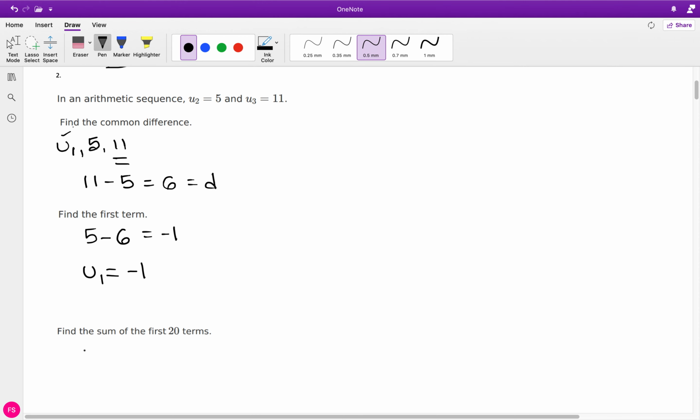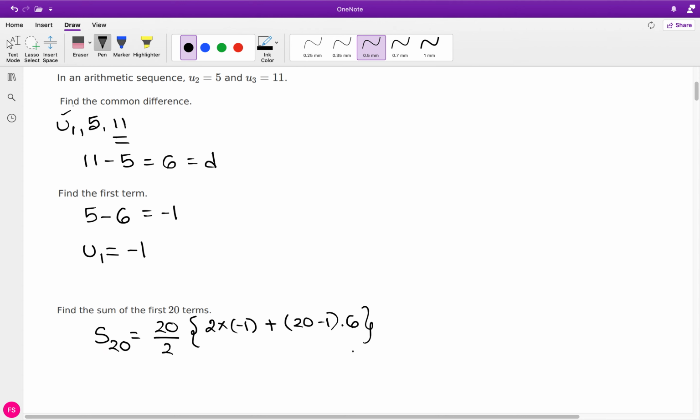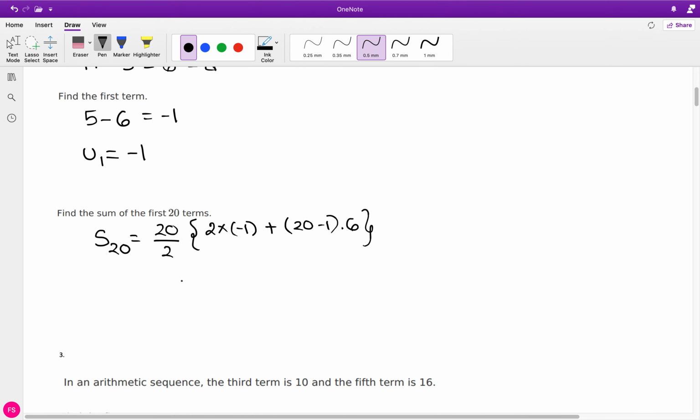Now we have to find the sum of the first 20 terms of this series. So I'm just going to use the formula straight away. S of 20 equals n over 2, where n is 20 in this case, then 2 times u1, that is my first term, I already found it, it's -1, plus n minus 1, n is 20, and minus 1 is just that, and the common difference is 6. Okay, I'm going to close the bracket. Then I'm going to solve this.